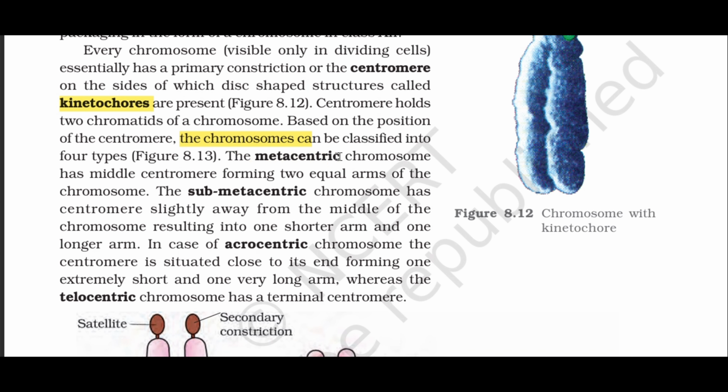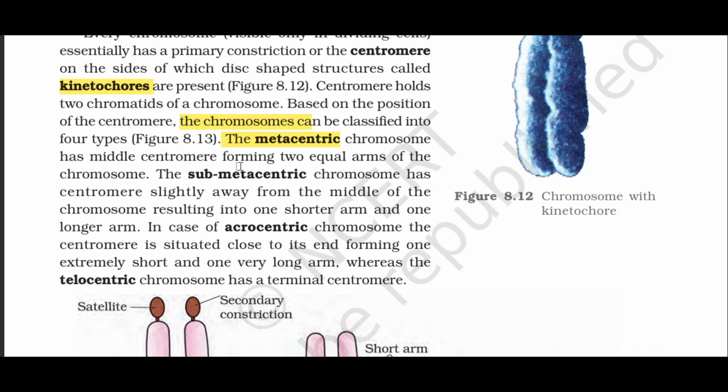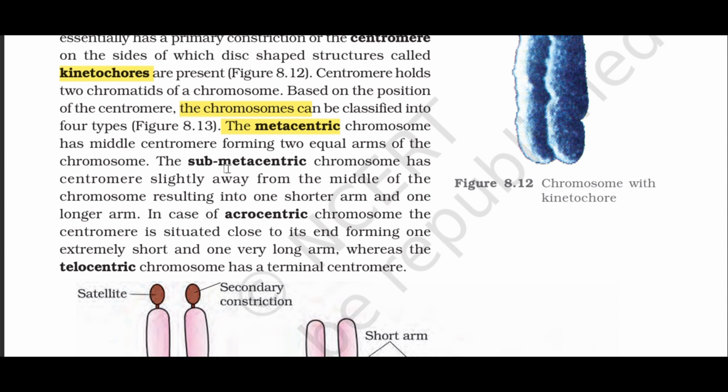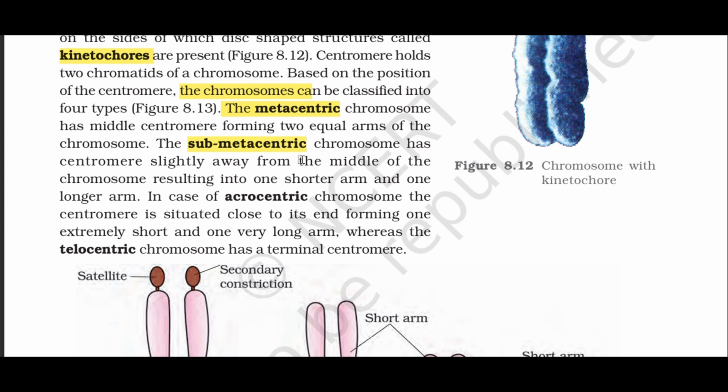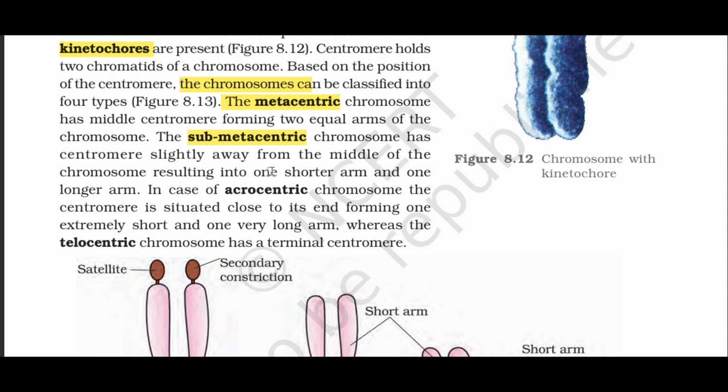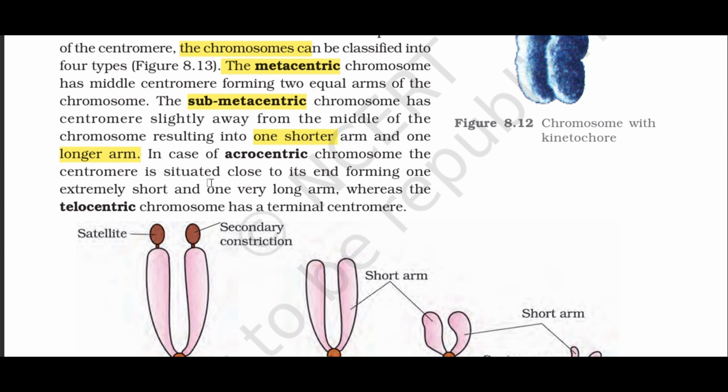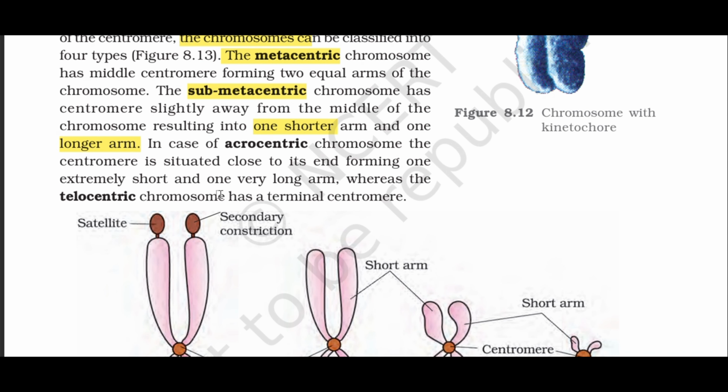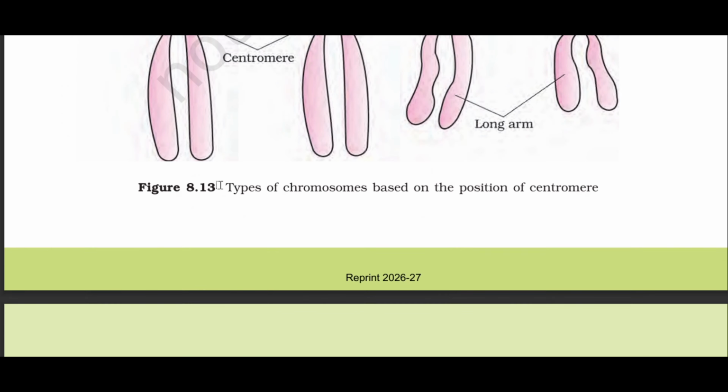The metacentric chromosome has a middle centromere forming 2 equal arms of the chromosome. The submetacentric chromosome has the centromere slightly away from the middle of the chromosome, resulting in one shorter arm and one longer arm. In case of acrocentric chromosome, the centromere is situated close to its end, forming one extremely short and one very long arm, whereas the telocentric chromosome has a terminal centromere.